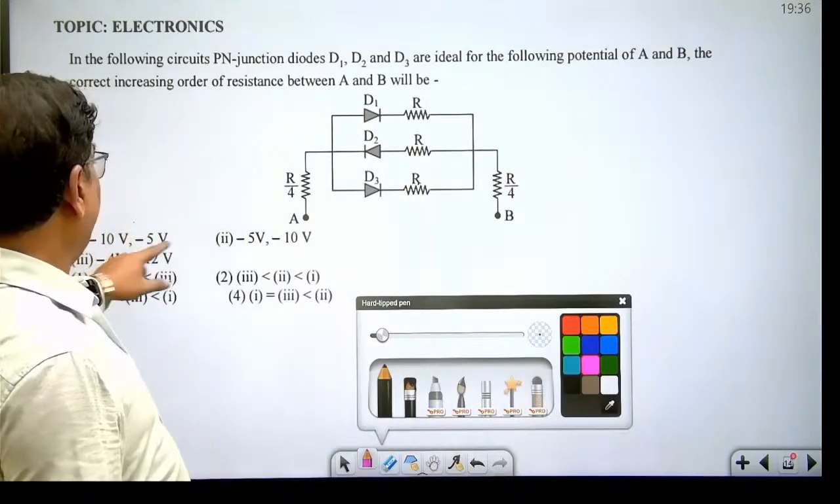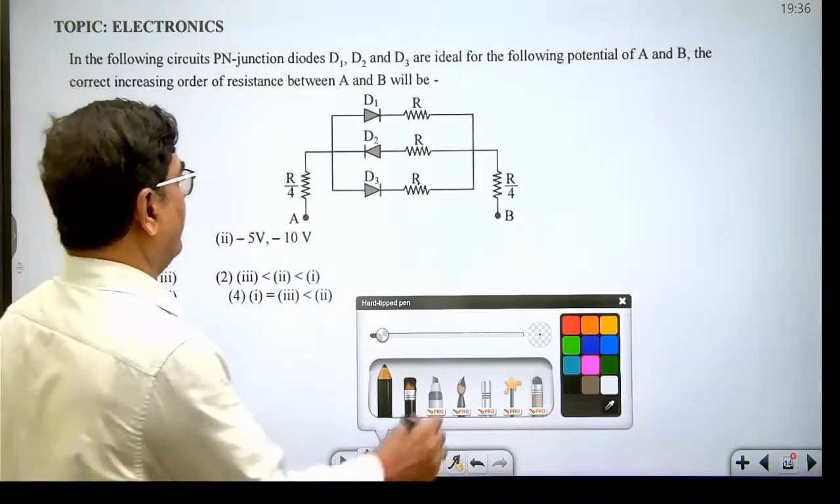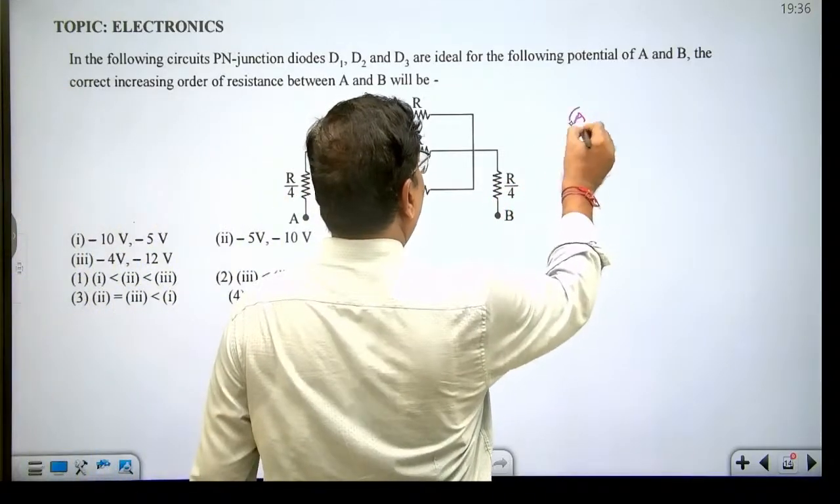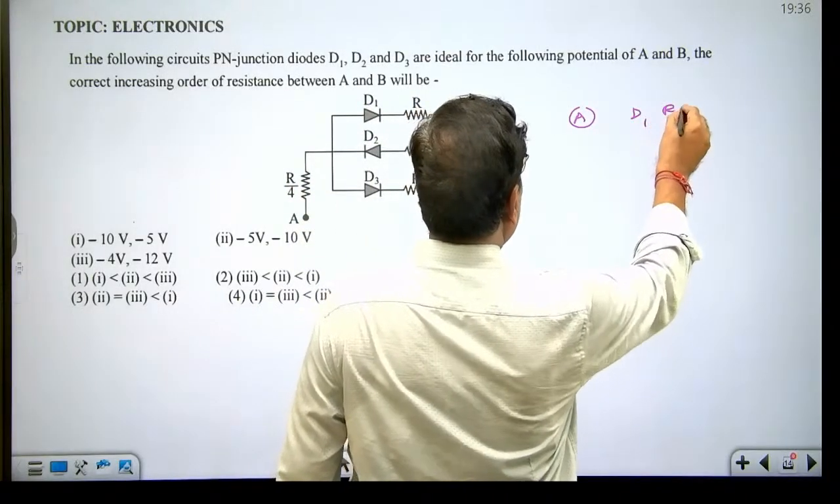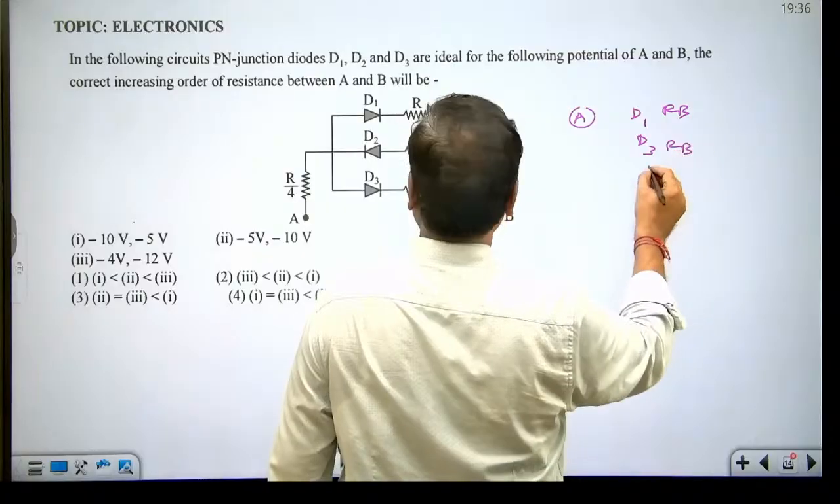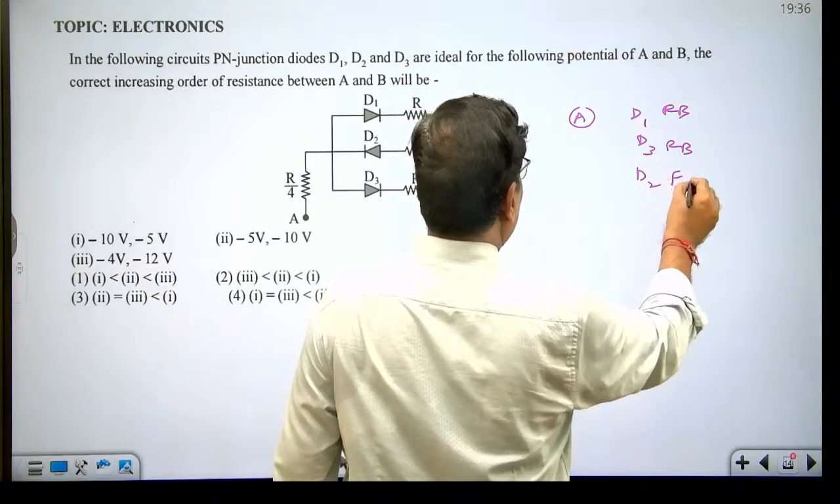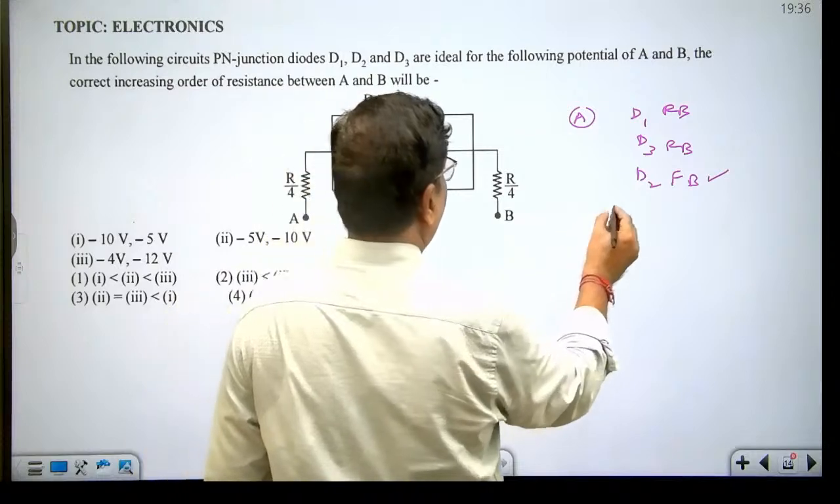In the part 1, A is at minus 10 volt and B is at minus 5 volt. So for A circuit, A is minus 10 means diode D1 reverse bias, D3 reverse bias and D2 forward bias. So this will conduct. If this will conduct, R by 4, R and R by 4.